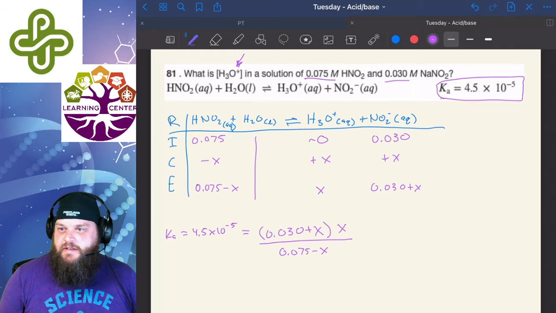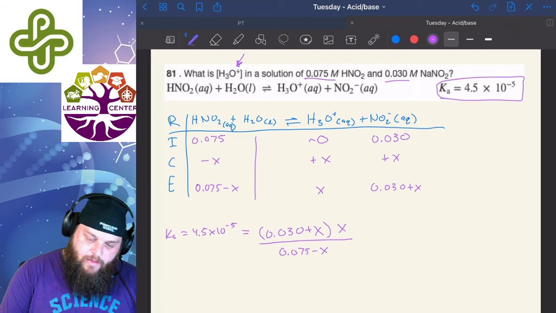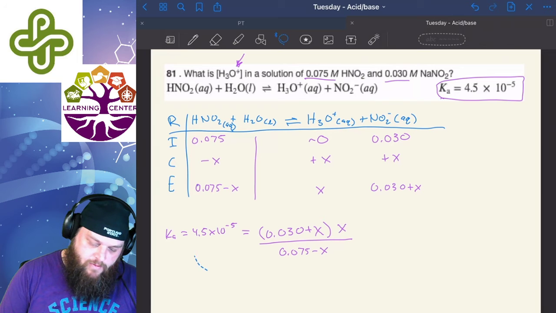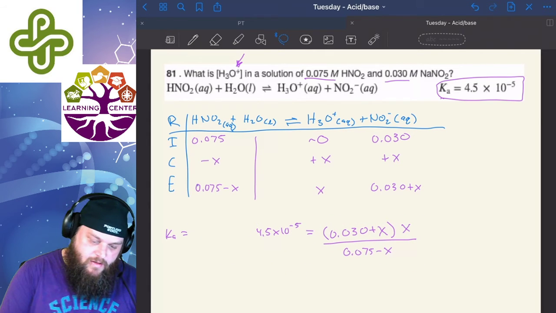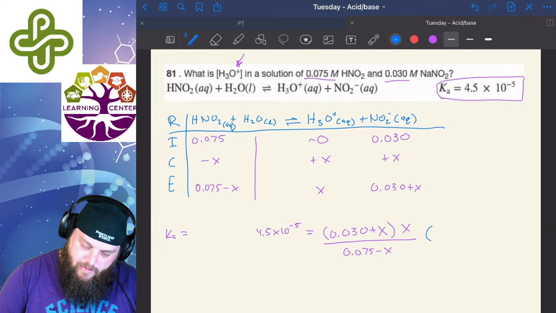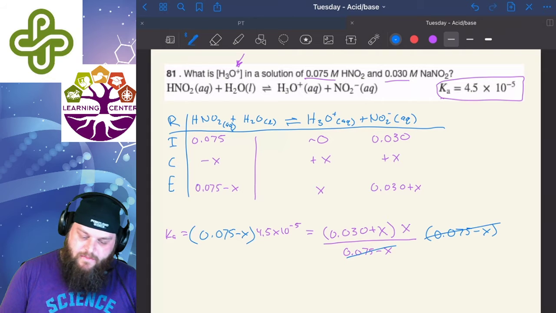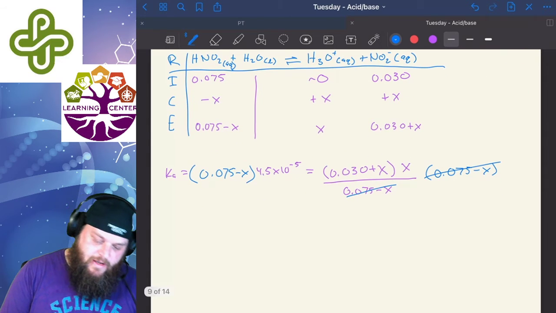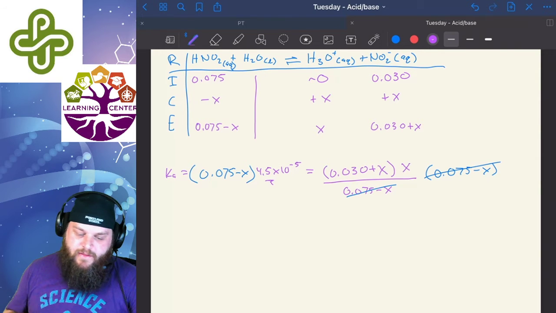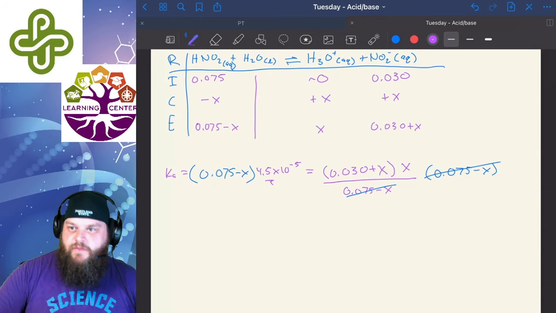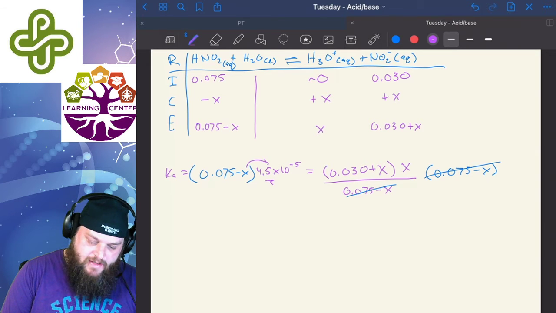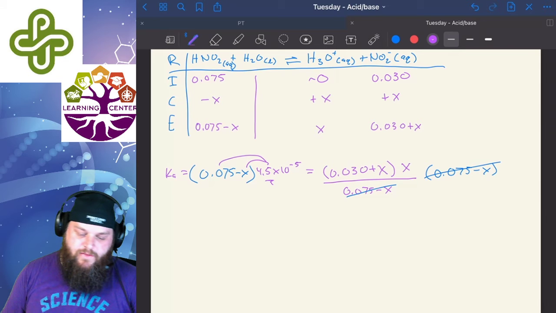We end up with this crazy little quadratic equation. And we're going to do a little bit of math here. I know math is fun for everyone. I enjoy it. So to do that, I'm going to multiply first by the denominator on both sides. And that cancels this out, simplifying the equation a little bit so you don't have fractions. So now I can distribute this 4.5 times 10 to the negative 5 into each of those values. So this times x, or negative x, and this times the 0.075.